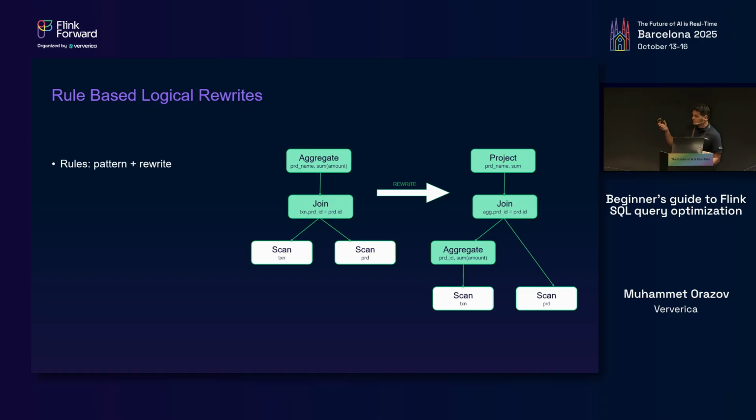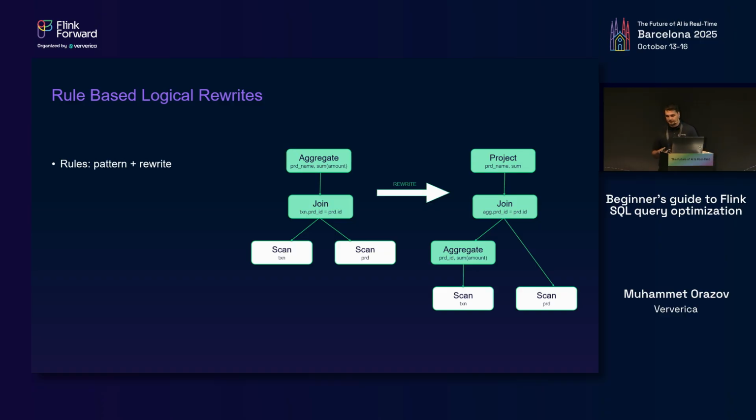After scanning, we have a join and then an aggregate. We can match the aggregate and join pattern and rewrite it into a different format where the aggregate is pushed down below the join. The name of this rule, which comes from the Calcite project, is the aggregate join transpose rule. And the idea here is we want to decrease the amount of data coming into the join.